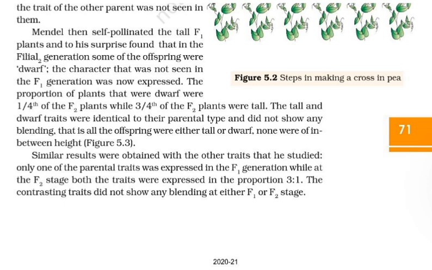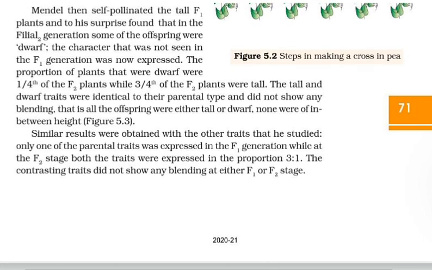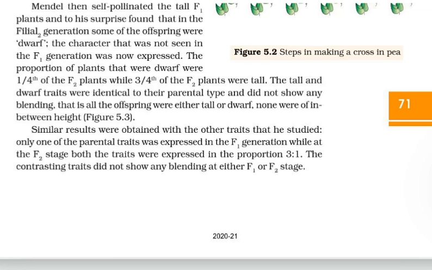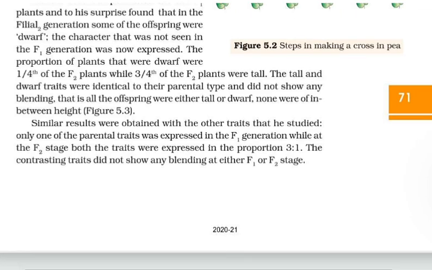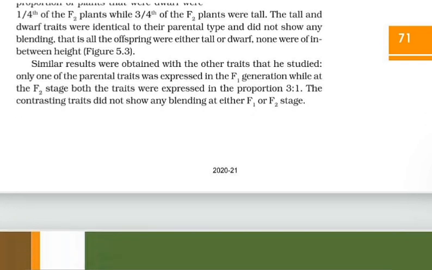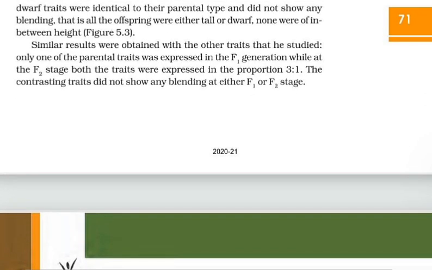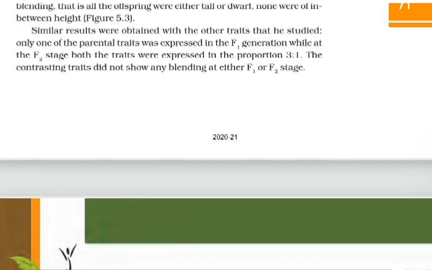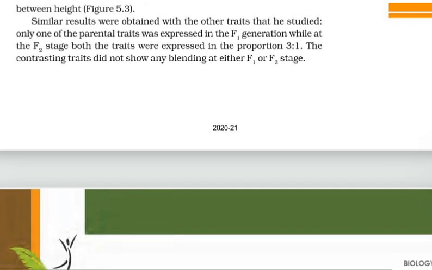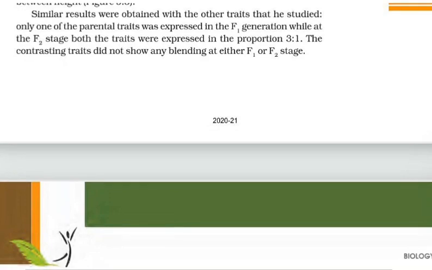Similar results were obtained with the other traits that he studied. Only one of the parental traits was expressed in the F1 generation, while at the F2 stage, both the traits were expressed in the proportion 3:1. The contrasting trait did not show any blending at either F1 or F2 stage.